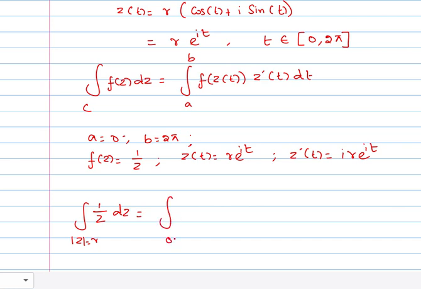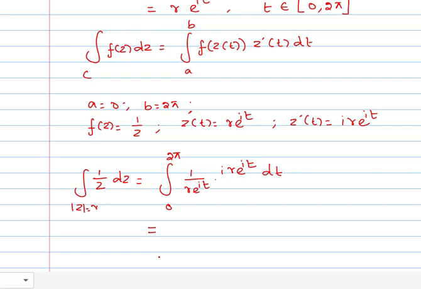Then the integral over mod z equal to r of 1 over z dz is nothing but the integral from 0 to 2 pi of 1 over r times exponential of it, times z prime of t, which is I times r exponential of it, dt. This is now a real integral only. I can cancel out, so I will get I times the integral from 0 to 2 pi of dt. Integrating, you get t, then applying the upper and lower limits, you will get 2 pi I.